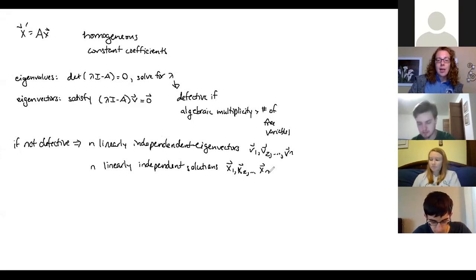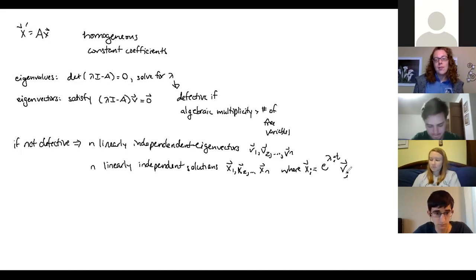These are vectors all the way through xn, where vector xi equals e to the lambda i t times vector vi. So that's how we make each of those vectors. That's kind of the same way that we did it with a regular normal equation back in chapter 2.